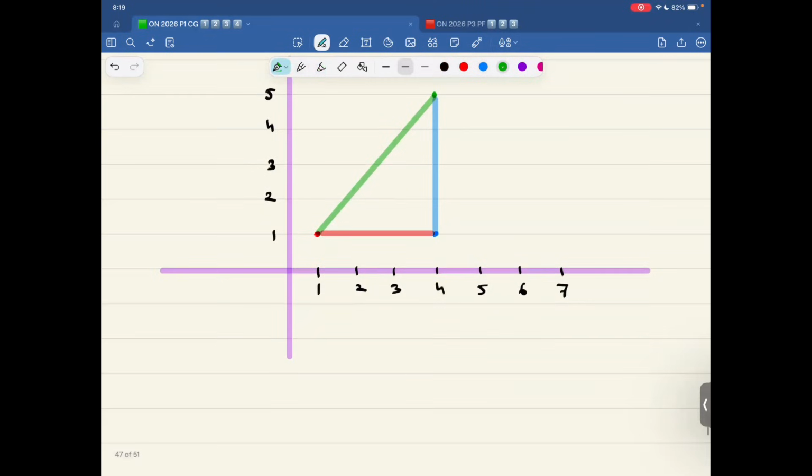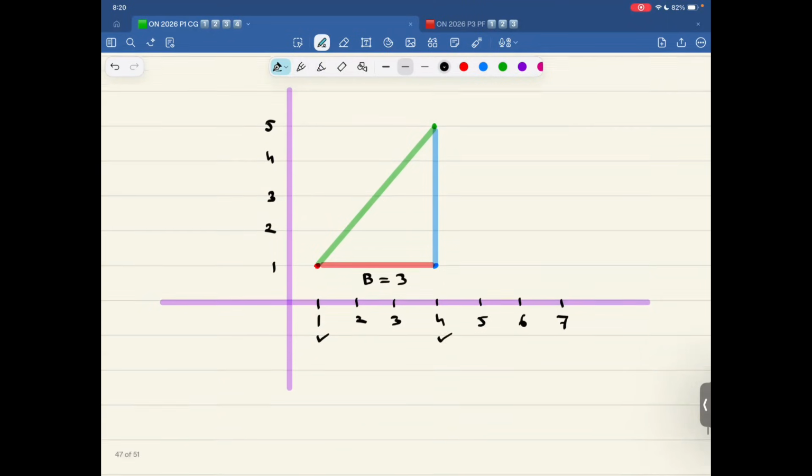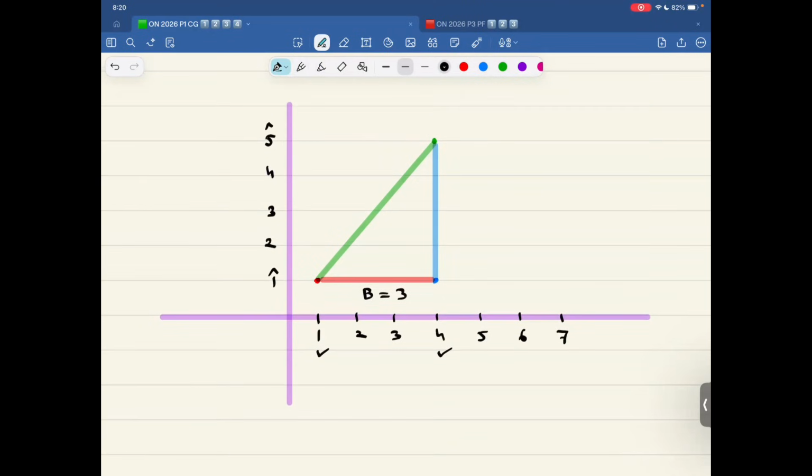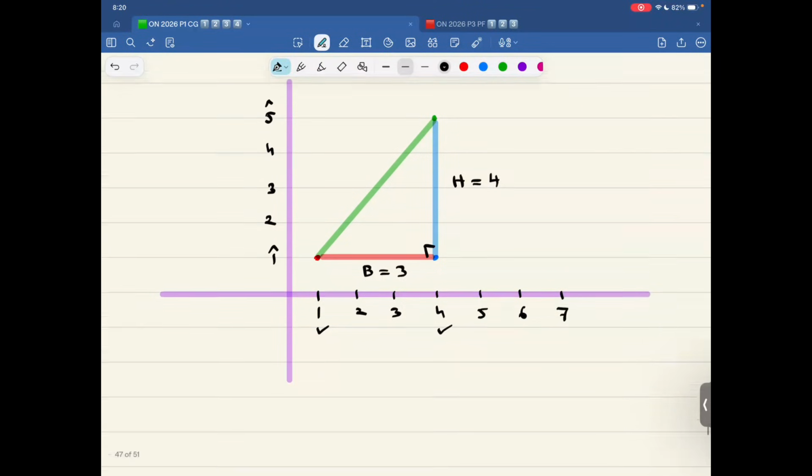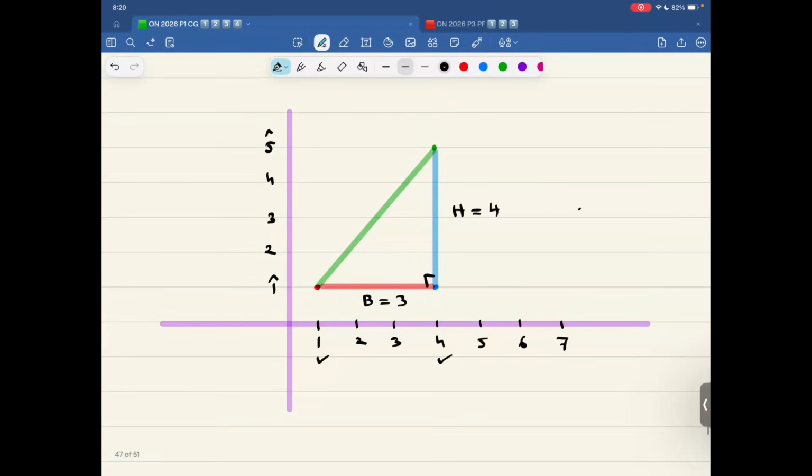And we know that the base is 3 units. From 1 till 4, that is 3 units. From this 1 till 5, that's 4 units. Height is 4 units. It's a right angle triangle. So therefore, the area of this triangle is half into 3 into 4. That comes out to be 6 units square or square units.